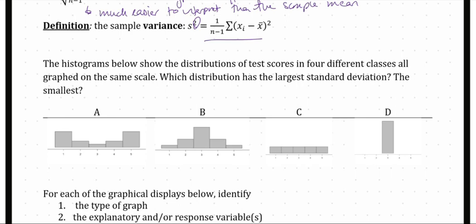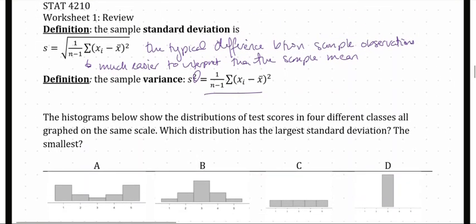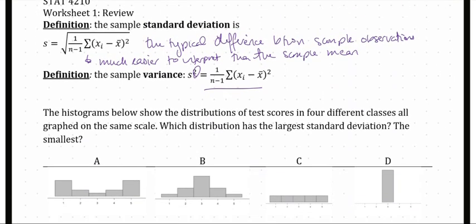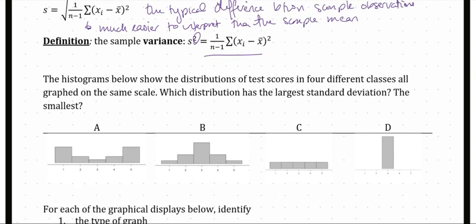Distribution A has the largest standard deviation. We can tell because, if we remember, the standard deviation tells us the typical difference between sample observations and the mean. So all of these are symmetric distributions. I can draw a line down the middle and I can see that if I fold it in half, the distribution is symmetric. So when I think about it that way, I can see that for distribution A, most of the observations are really far away from the mean.